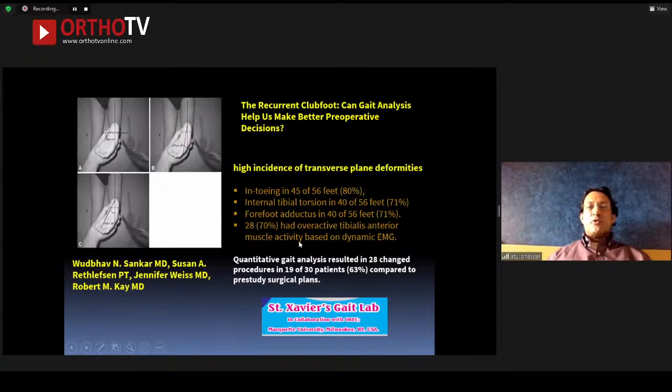Recently, we acquired a gait lab, so now we are studying children with clubfeet, looking at their transverse plane deformities, and hopefully we'll be able to answer some more questions about relapses caused by bony deformities.